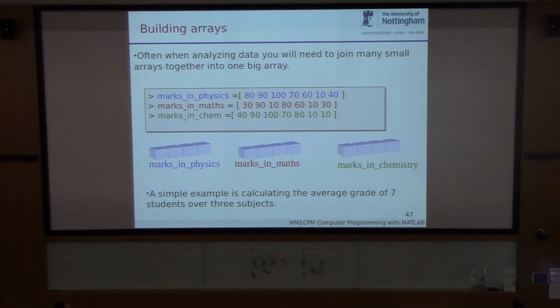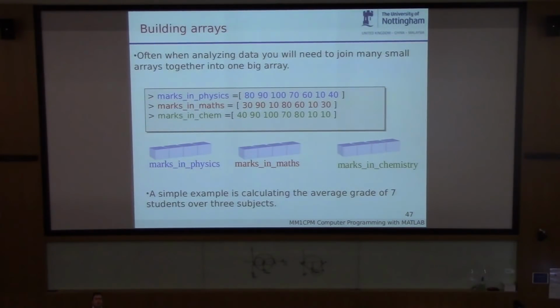So imagine there's, how many are in there? 7 students, and you all get marks in physics, maths, and chemistry. And you define 3 arrays of marks of physics, chemistry, and maths. There we are, in box form. Marks in physics, marks in maths, marks in chemistry.